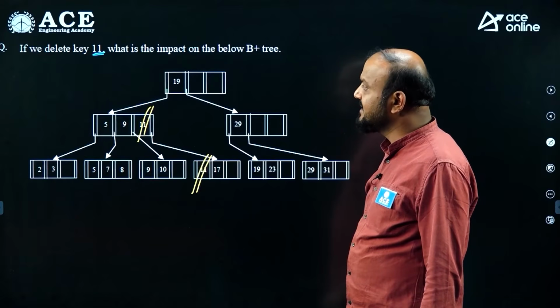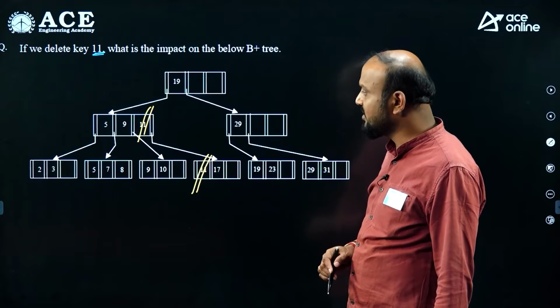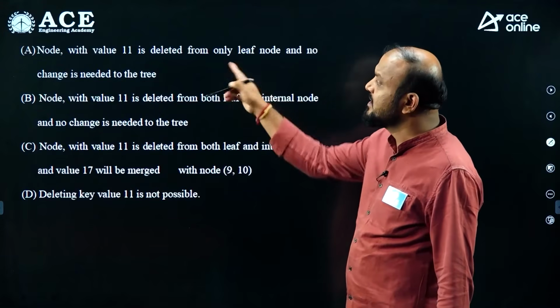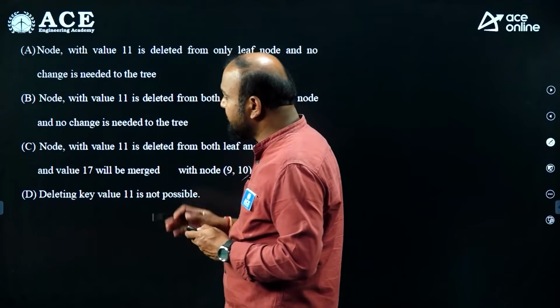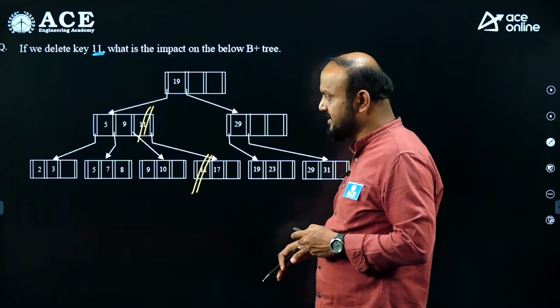Once it is deleted, now what is the question? What is the impact on the below B plus tree? What options are given? Oh, some mappings are given. Some balancings are given. So before I check the options, first we'll delete and see.